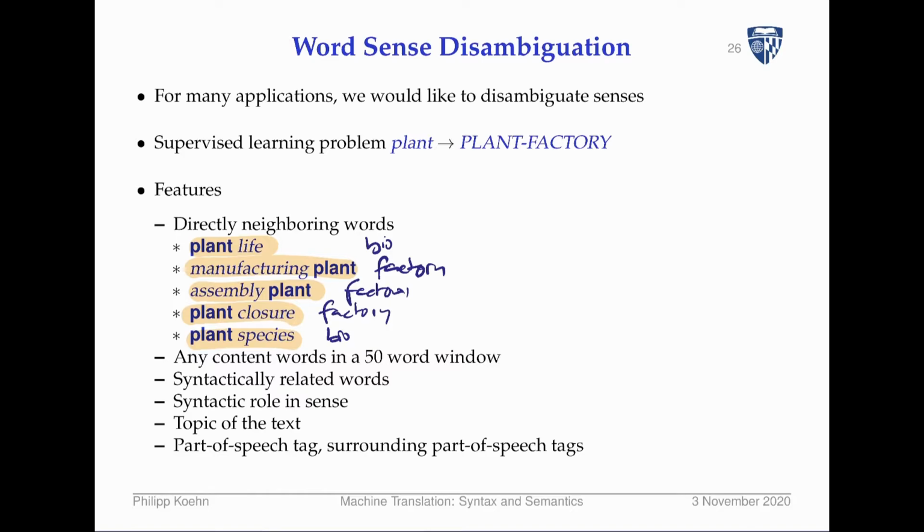So here are some features that people used. Any content word in a 50-word window, syntactically related word, syntactic role and sense, topic. So this means is it the subject of a sentence or the object of a sentence, topic of the text. Maybe you have a topic classifier that first groups text into topics. So this is a sports article and so on. We can also look at more granular features like the part of speech tag that's assigned to it or surrounding part of speech tags.